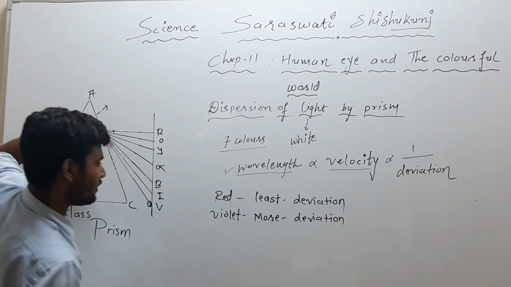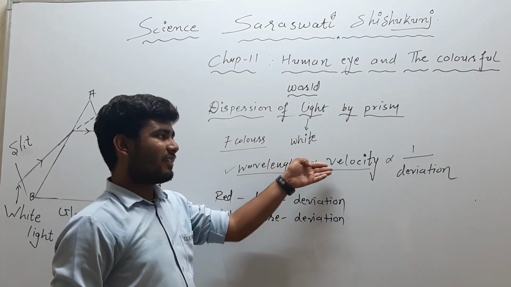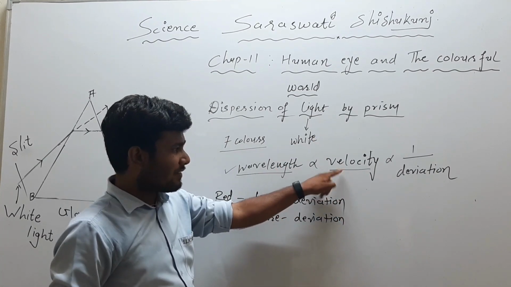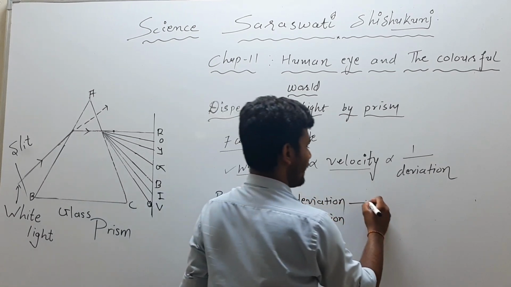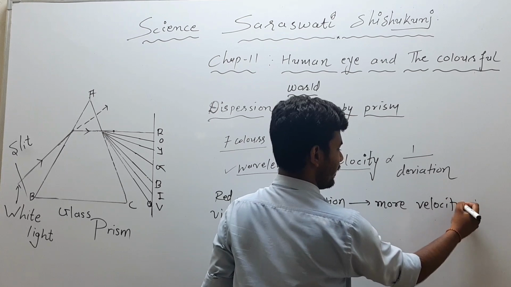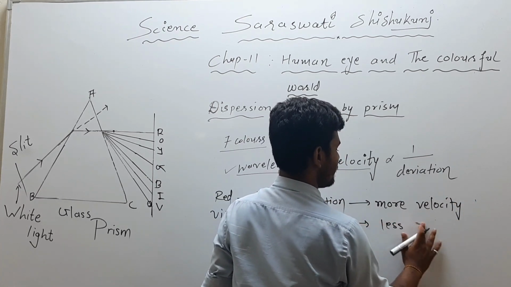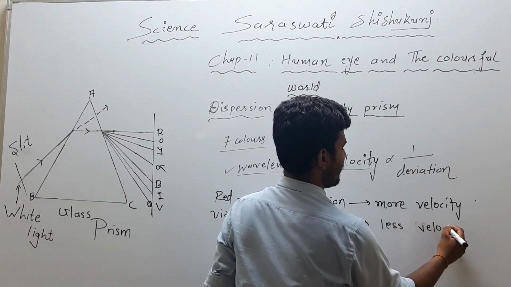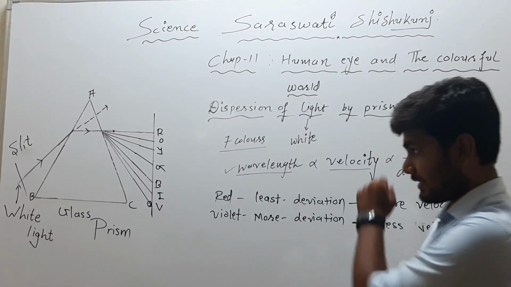Why more deviation? Because violet color has less wavelength. Less wavelength means its velocity is also less. So if the velocity is less, the deviation will be more, because red color has more velocity and violet color has less velocity. So now let's try to understand it.